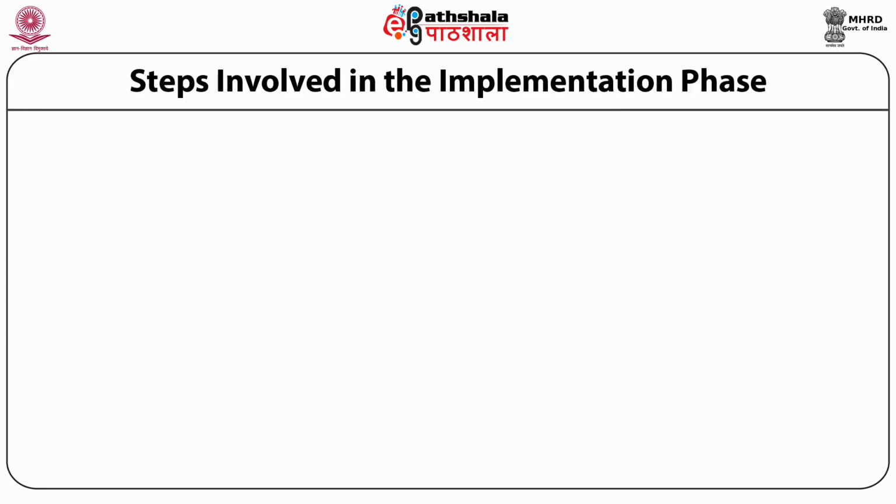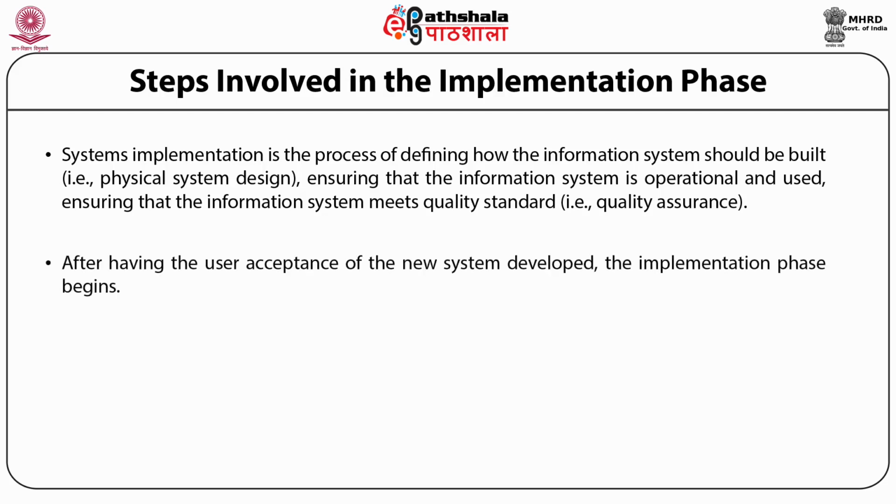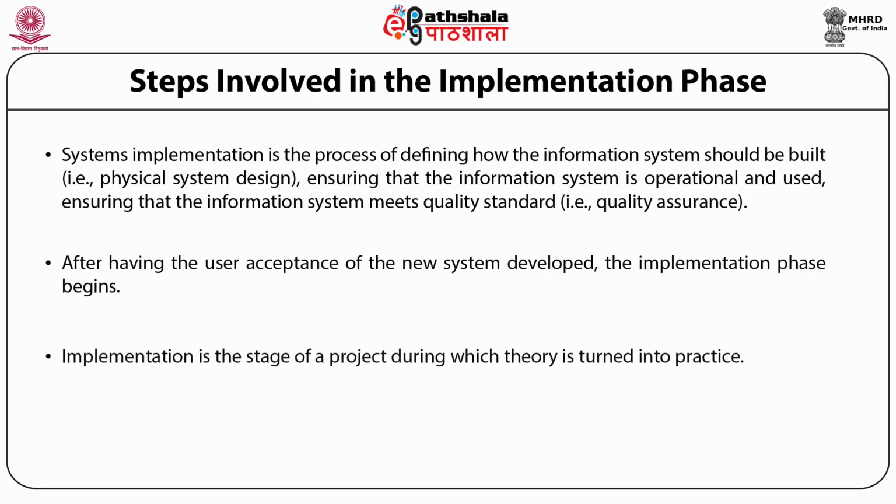We will now discuss the different steps involved in the implementation phase. As you can see in the system development lifecycle process, the implementation stage is the fifth stage of the SDLC cycle. This process defines how the information system should actually be built, that is, the physical system design. It ensures that the information system is operational and usable, and that it meets the quality standards. After having the user acceptance of the new system developed, the implementation phase begins. It is a stage of a project during which theory is turned to practice.